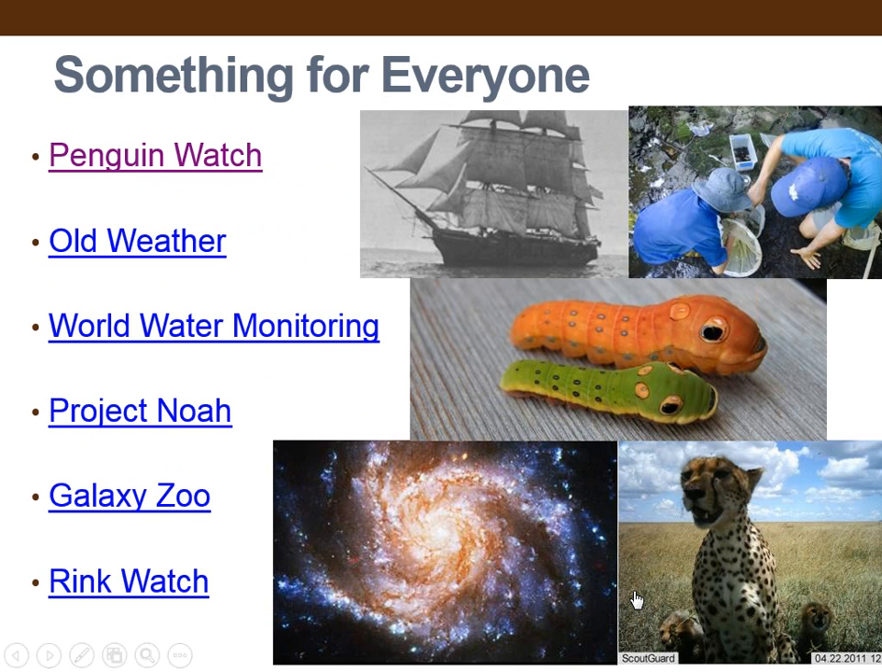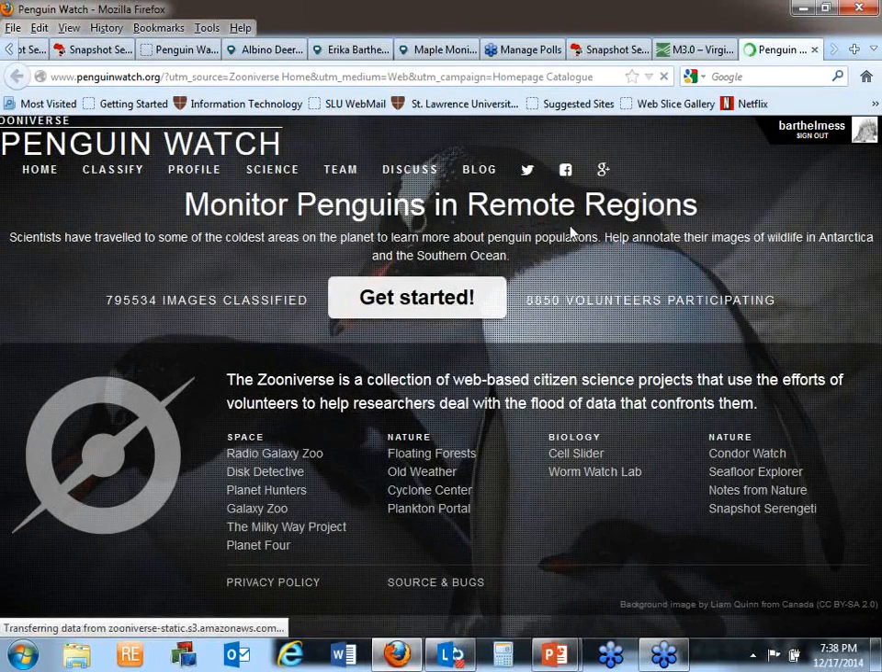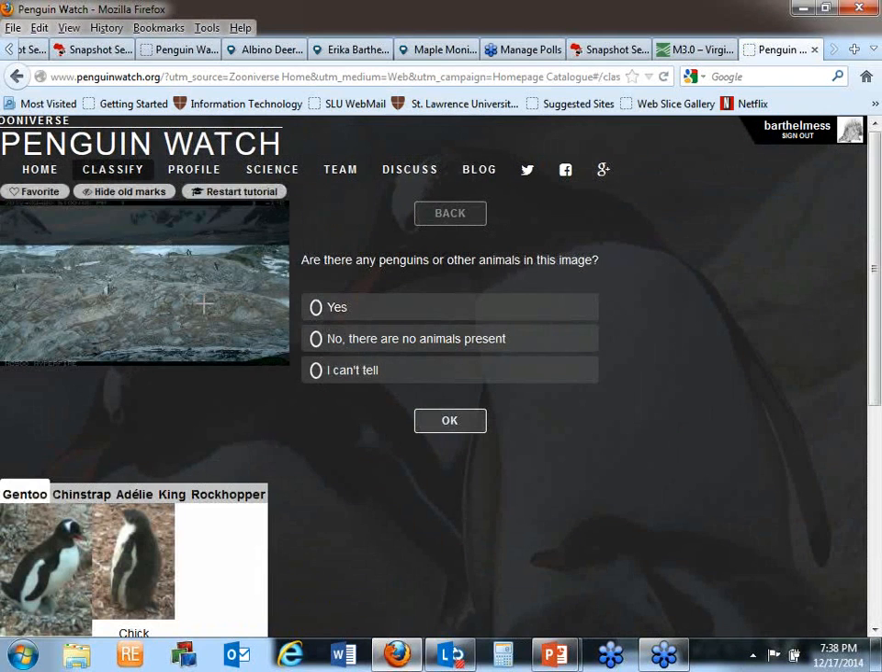Another really fun aspect of citizen science is that there's really something for everyone. One of my favorite ones I'm going to show you is Penguin Watch. This is kind of like Snapshot Serengeti, where first you get some training, and then you get to look at these pictures. And let me see if I can, usually the picture's a bit bigger.